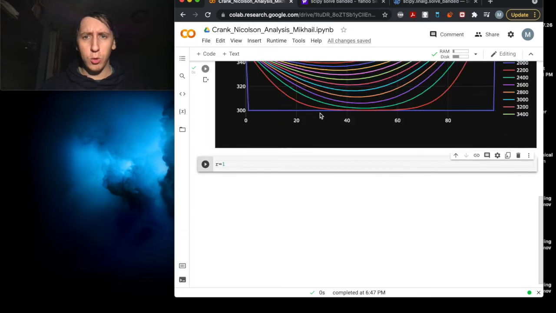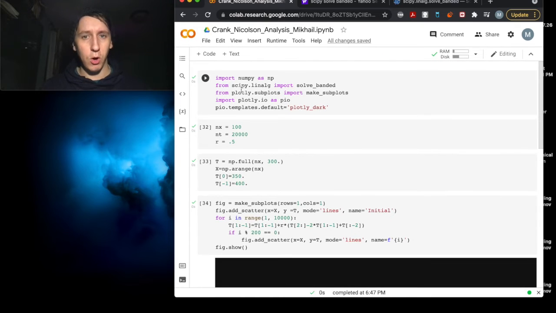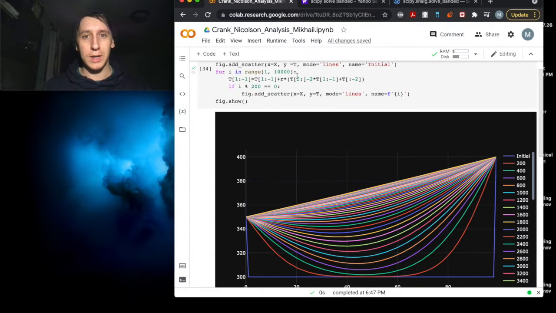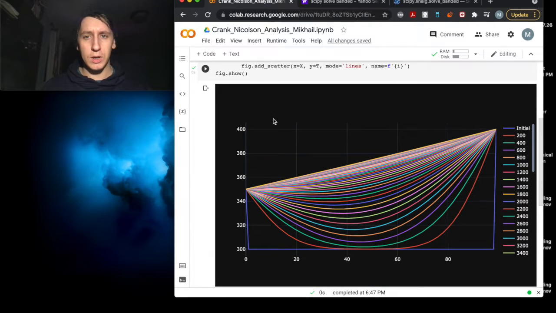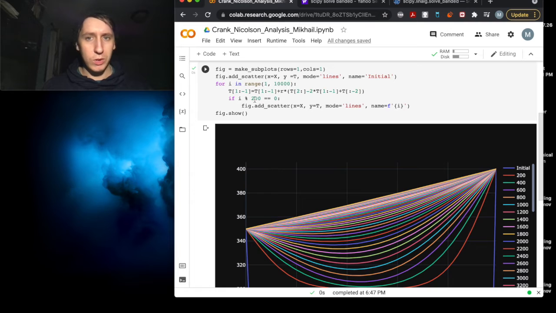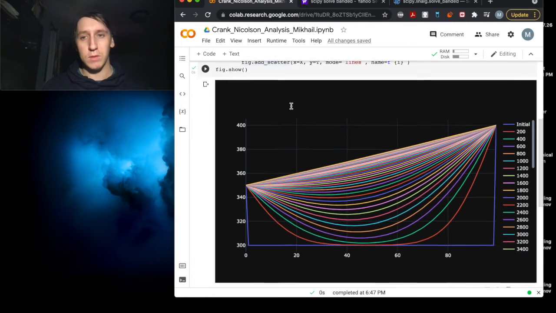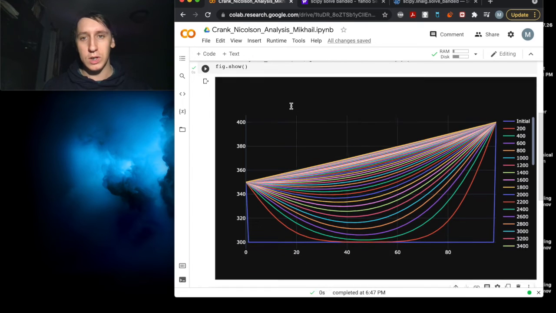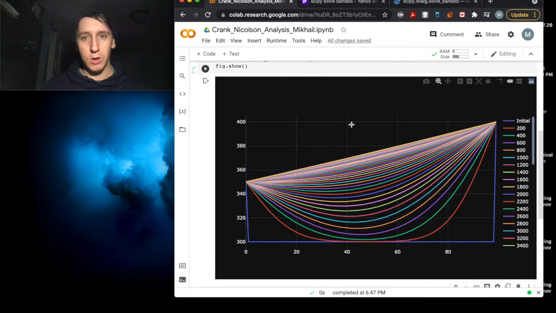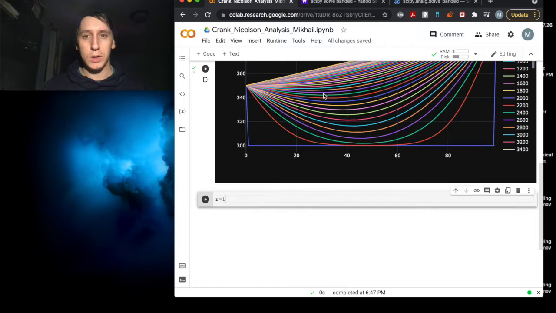I already went ahead and did this. I wrote from scipy.linalg import solve_banded. I did not have that in the last video, but that's how you call on that function. I kept all the same stuff here, and of course, you could always change a lot of these parameters to make things even more accurate, or to see the graph and the different iterations with time or position.